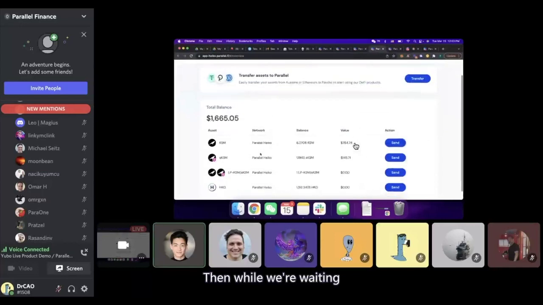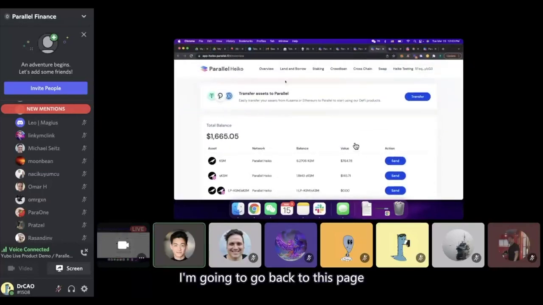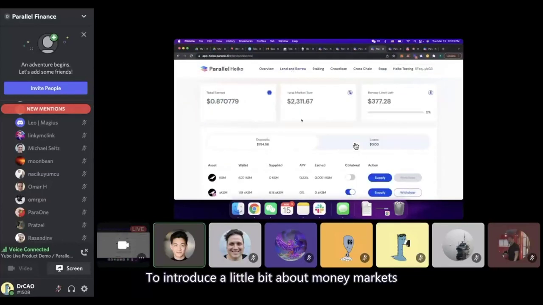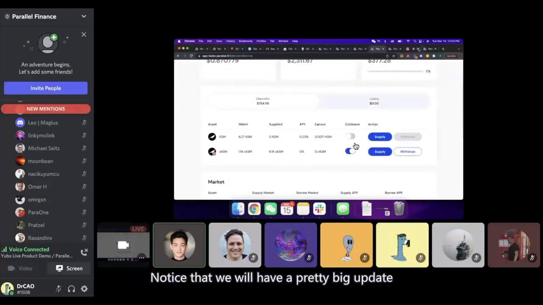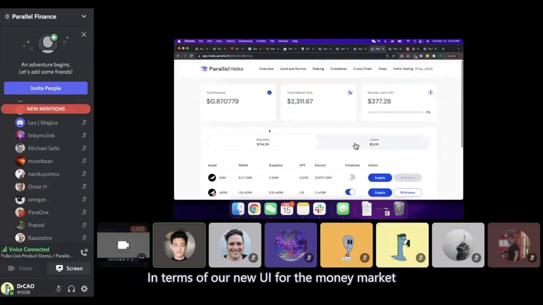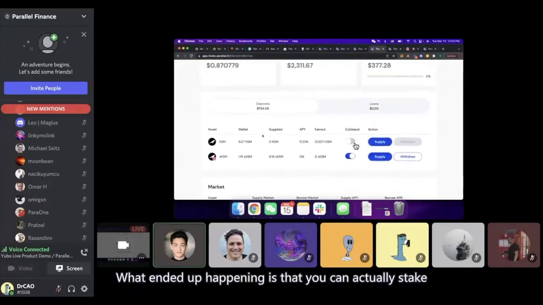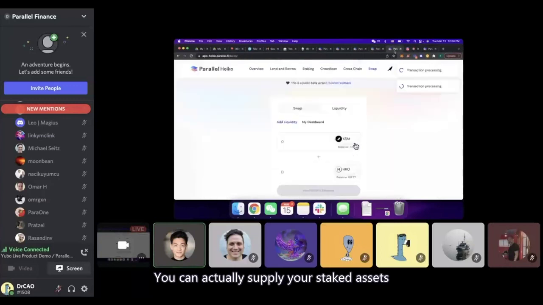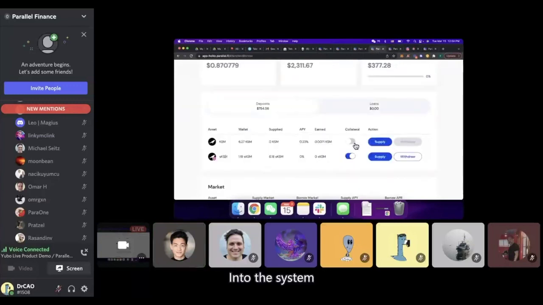Then while we're waiting, I'm going to go back to this page to introduce a little bit about money markets. Notice that we will have a pretty big update in terms of our new UI for the money markets. What ends up happening is that you can actually supply your staked assets into the system, and then you can borrow additional capital. So this is called leverage staking.